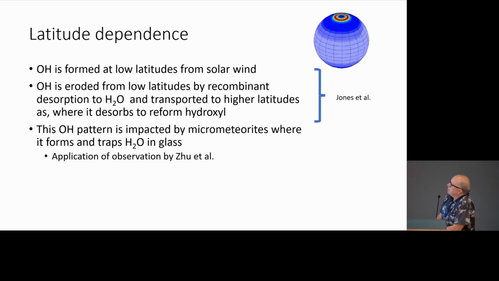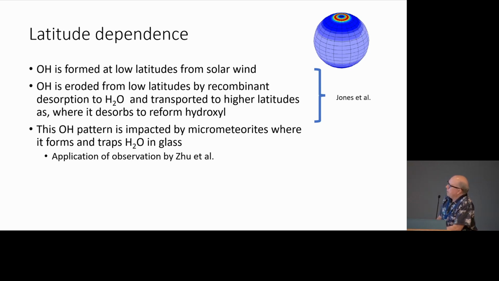Okay, so the latitude dependence, we think we see a latitude dependent component. It's probably axially symmetric, and what we think is we're following the model of Jones et al. So that's Tom Orlando and Brant Jones. So they say that OH is formed at low latitudes from solar wind, that OH is eroded by, not recombinant, by associative desorption to H2O. That H2O is ballistically transported to higher latitudes. When it impacts the surface, it desorbs to reform hydroxyl. And this is a plot from one of their early papers just showing the gradient in hydroxyl towards the pole.